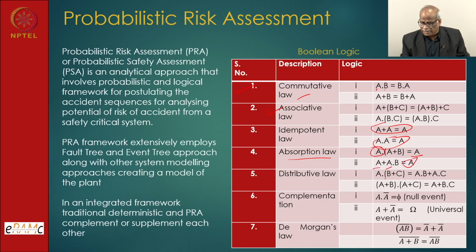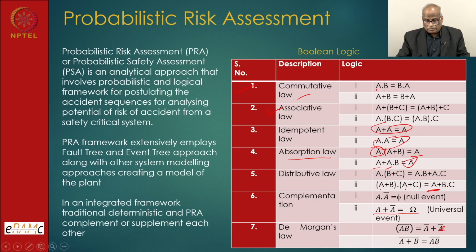Distributive law: A into B plus C is AB plus AC. Since A and A will appear here, it has been put into one, and then BC is there actually. Complementary law: A into complement of A is equal to the null set, and A plus complement of A is equal to the universal set. De Morgan's law: complement of A into B is complement of A plus complement of B, and complement of A plus B is equal to complement of A into complement of B.